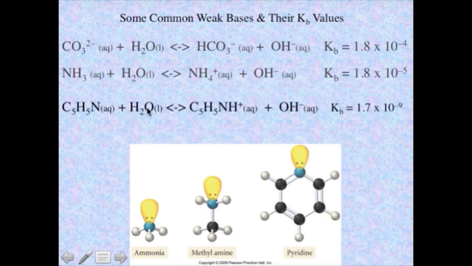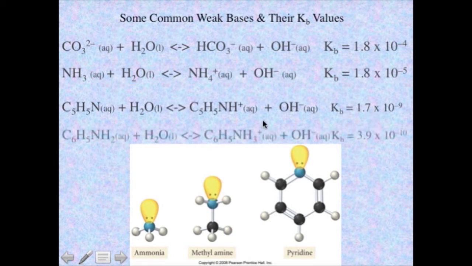Or pyridine and water forms the conjugate acid and a little bit of hydroxide. Kb for that is 1.7 times 10 to the minus 9. Or aniline plus water yields the conjugate acid and a little bit of hydroxide. Kb for that is 3.9 times 10 to the minus 10.